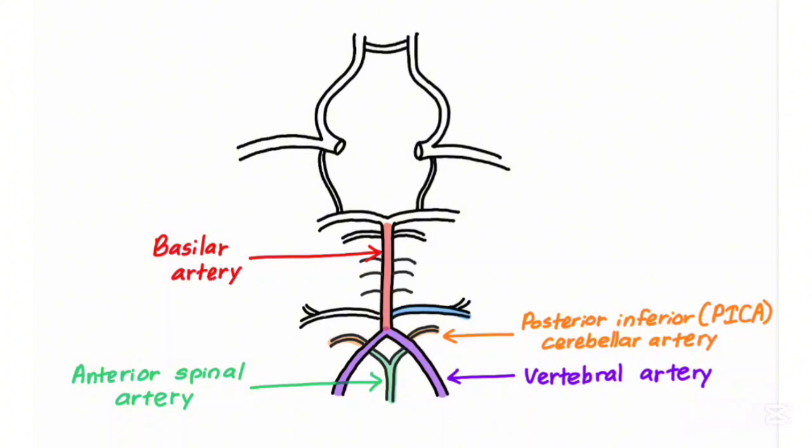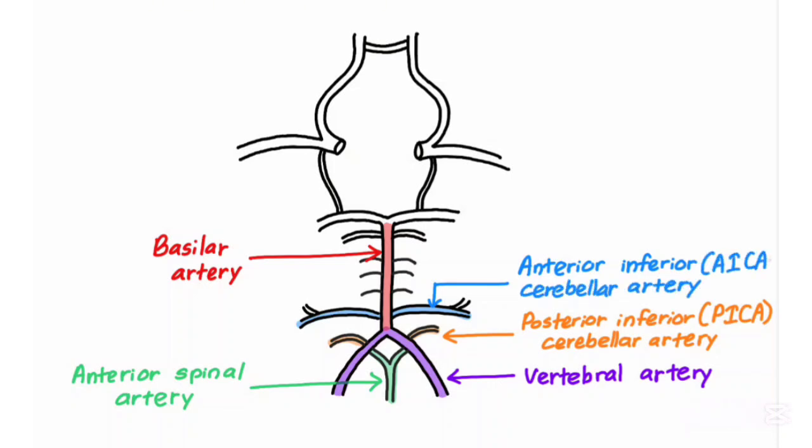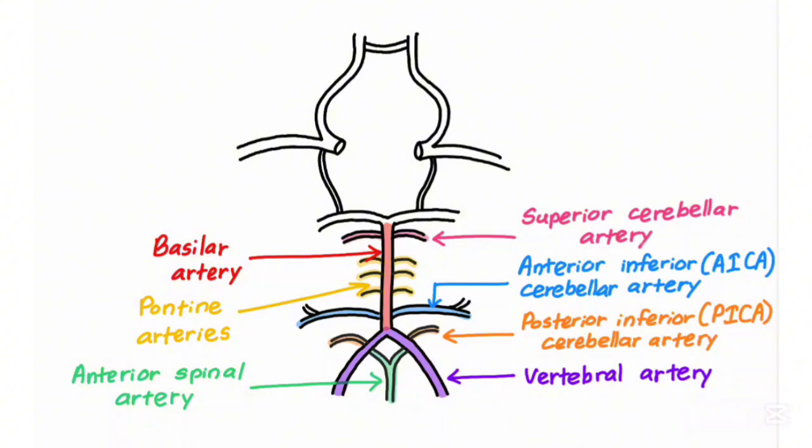And here's the anterior inferior cerebellar artery, which is a branch of the basilar artery. It is called AICA. And here are some small branches known as pontine arteries, which are also branches of the basilar artery. Here is the superior cerebellar artery, which is also a branch of the basilar artery. As you can see, this is the superior cerebellar artery, and there are two inferior cerebellar arteries.